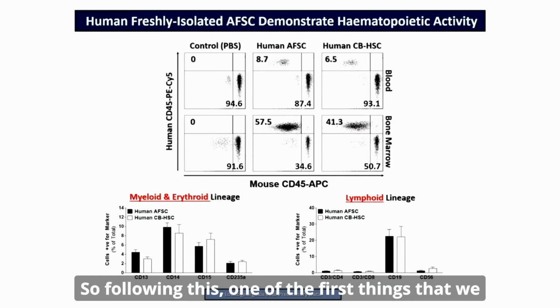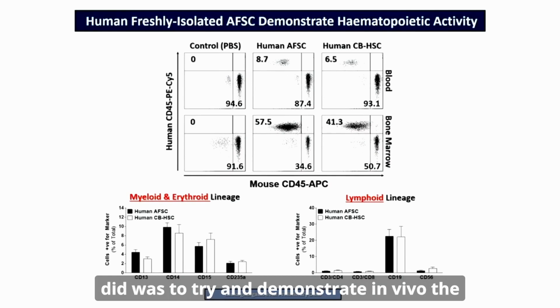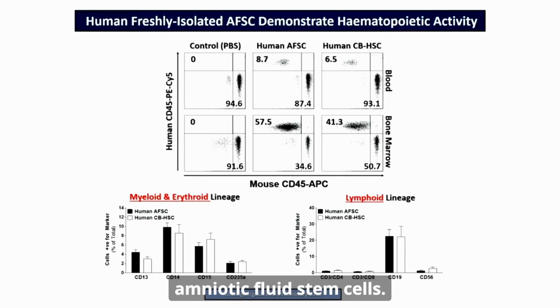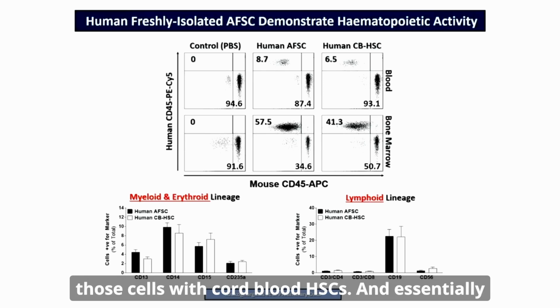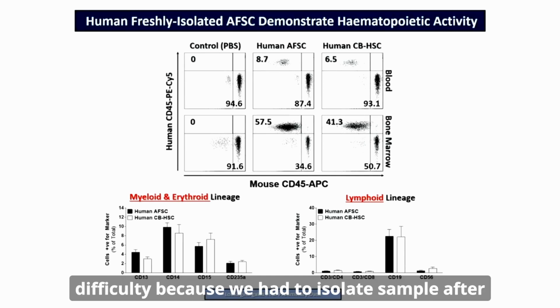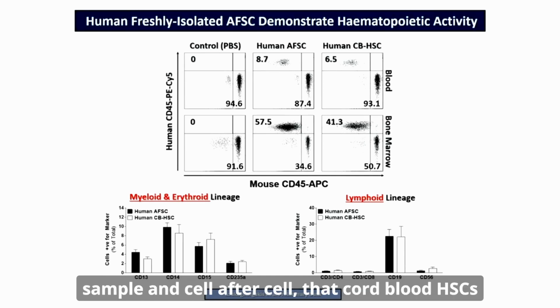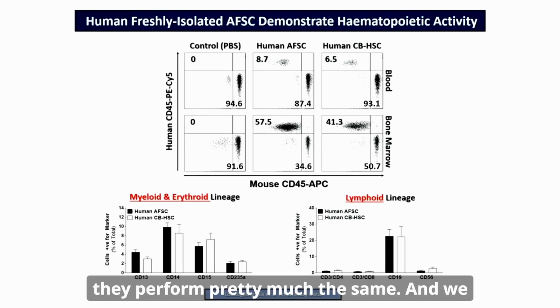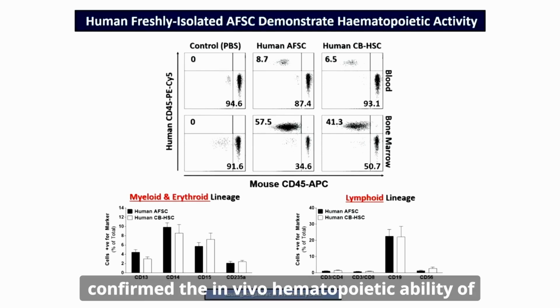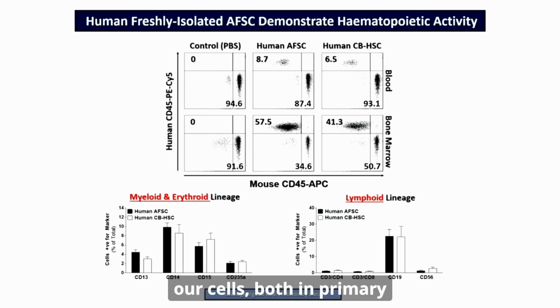So following this, one of the first things that we did was to try and demonstrate in vivo the hematopoietic potential of freshly isolated amniotic fluid stem cells. And what you can see here is a comparison of those cells with cord blood HSCs. Essentially what we demonstrated, with quite a lot of difficulty, because we had to isolate sample after sample and cell after cell, is that cord blood HSCs and amniotic fluid stem cells, when you transplant them in an NSG mouse, perform pretty much the same. And we confirmed the in vivo hematopoietic ability of our cells, both in primary and secondary transplantation.